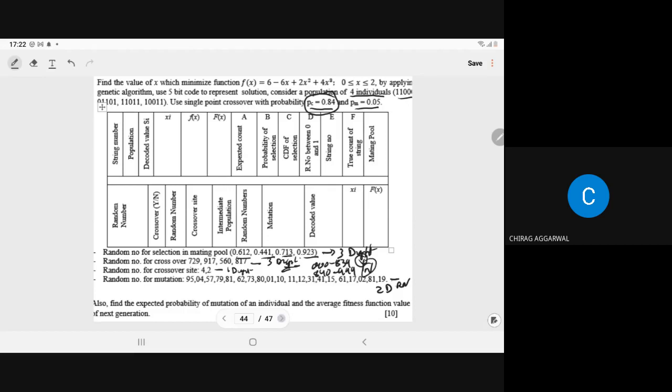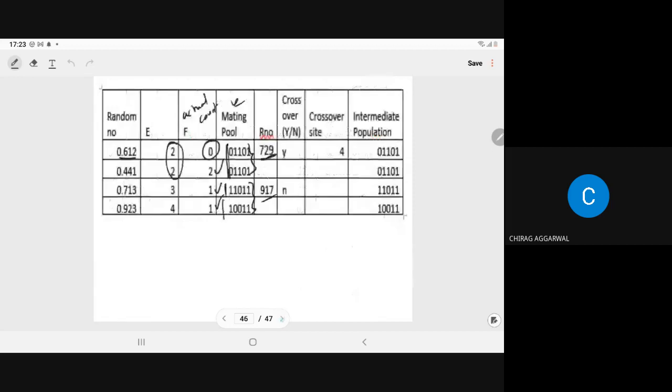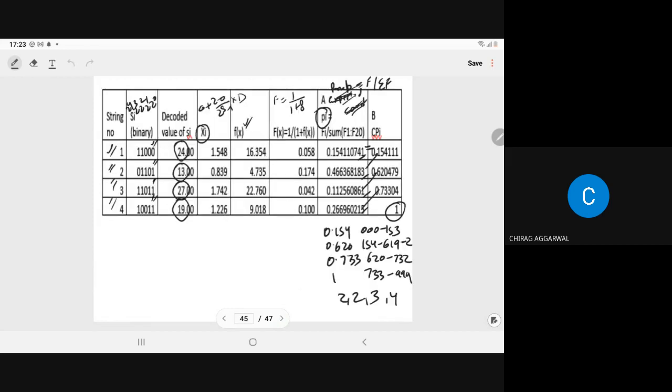We use the first two numbers in the mating pool. For that we have used 729 for both, so the answer is yes, they will cross over. For the second pair, 917 lies outside 840, so its answer is no. For the yes only, we have to use the crossover site.